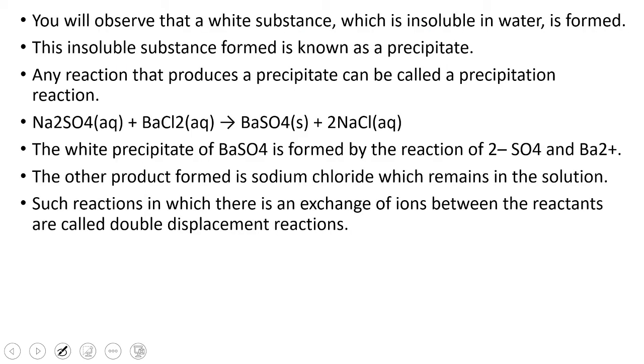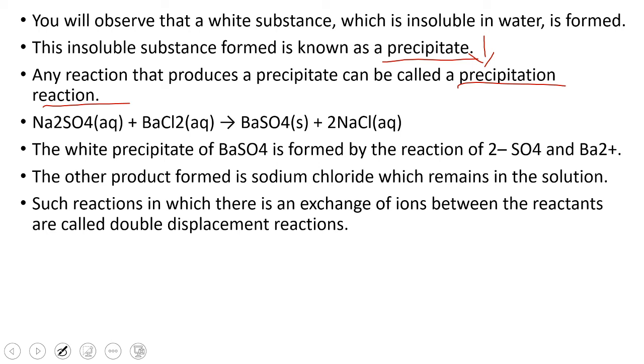Right? So we observe that a white color substance is formed which is insoluble. That insoluble substance we call a precipitate. In a chemical reaction, if a precipitate is formed, that can be shown with the help of a downward arrow mark. So what is a precipitate? The insoluble substance formed in a chemical reaction, which is insoluble in water, is known as a precipitate. If in a chemical reaction a precipitate is formed, such reactions are known as precipitation reactions.